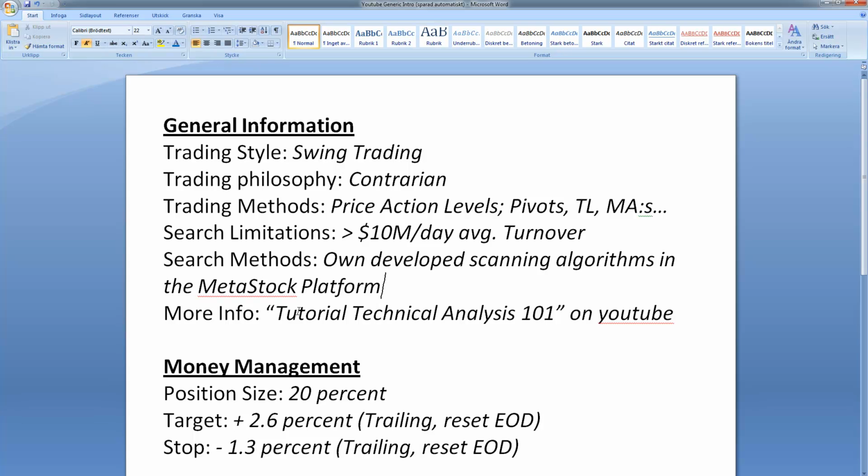I have a money management profile that tells me that at the moment I have only 20% in each position. I have a target of 2.6%, trailing target to reset end of day. I have a stop of minus 1.3%. It's a trailing stop, reset end of day.